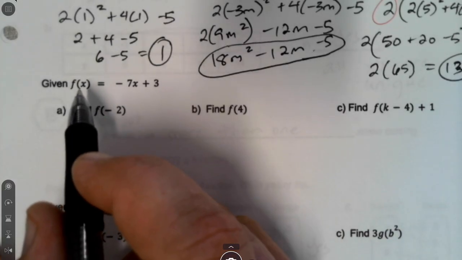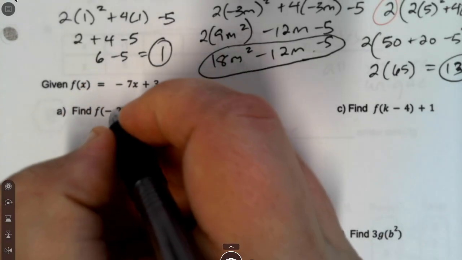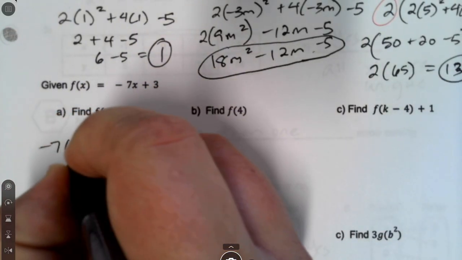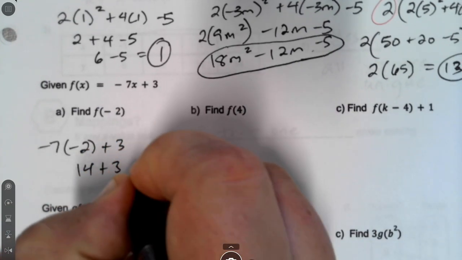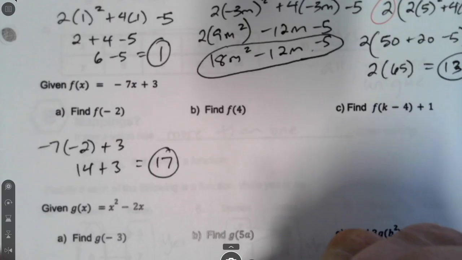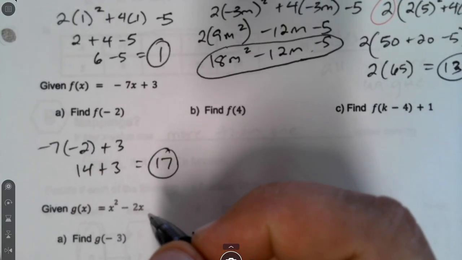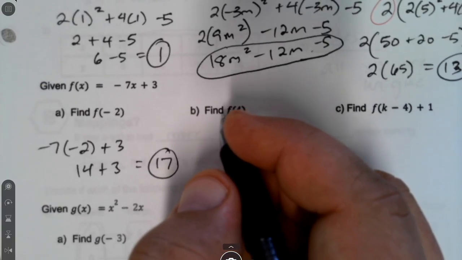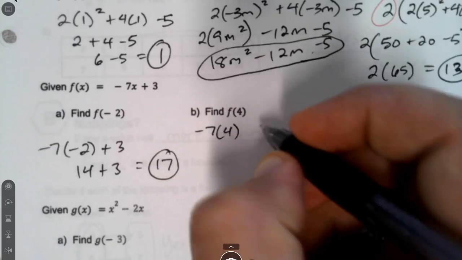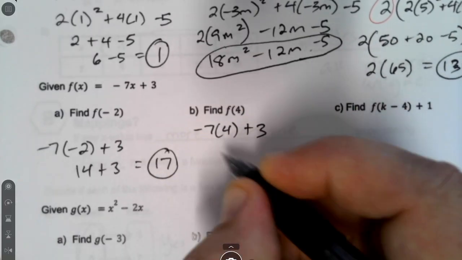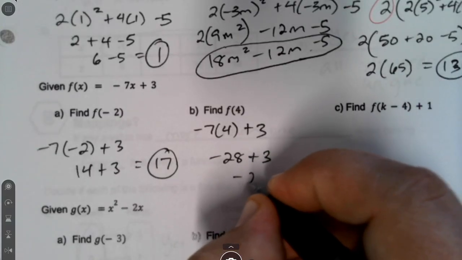Now we have a new function, a different function called f. The variable is x again. So I start by plugging in -2. -7 times -2 is positive 14. 14 plus 3 is 17. So f of -2 is equal to 17. Now it says plug in 4. So I replace the x with 4. -7 times 4 is -28. -28 plus 3 is -25.